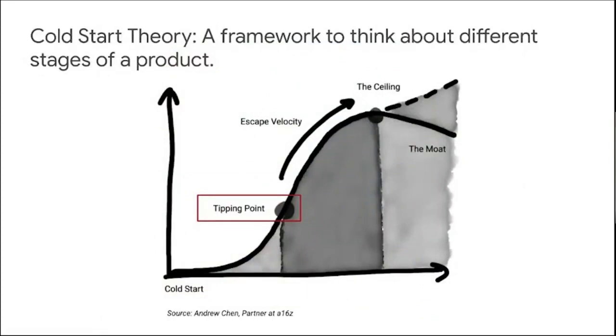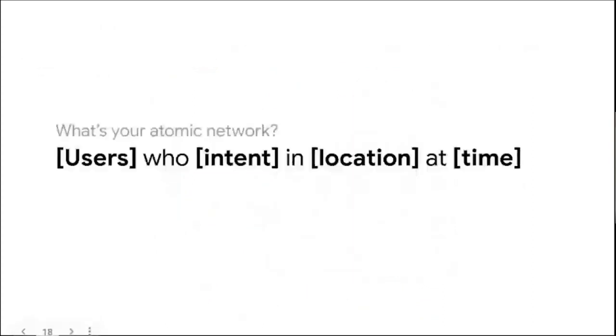If there is one thing I want you to take away from today, it is this slide. When you get back to work on your startup project, write down the definition of your atomic network. For example, who is your user group? What is the intent in location and time? So let's say if you are a project management application, your atomic network could be a product team at Chase Bank who wants to plan for, let's say, the Q2 cycle, right? Be as specific as you can.